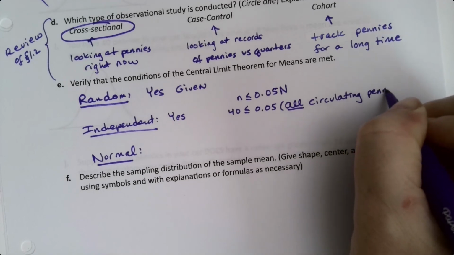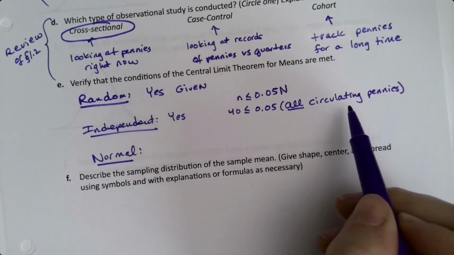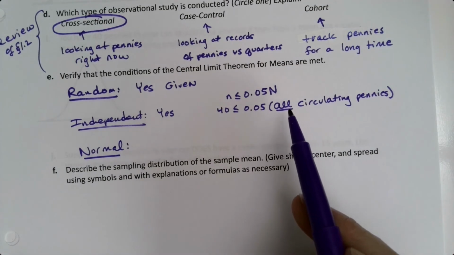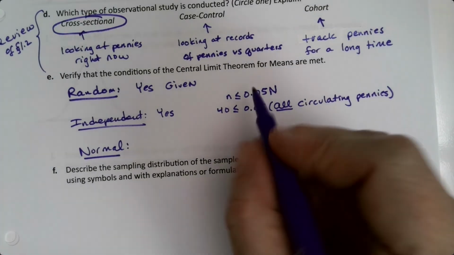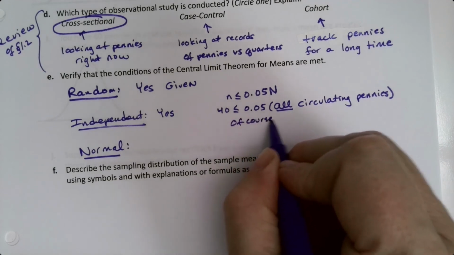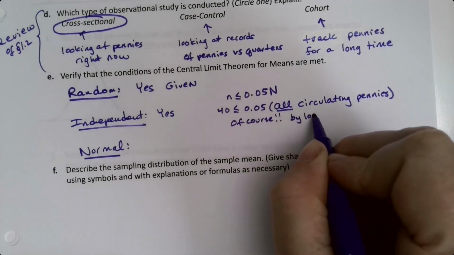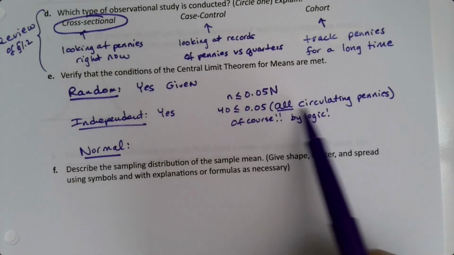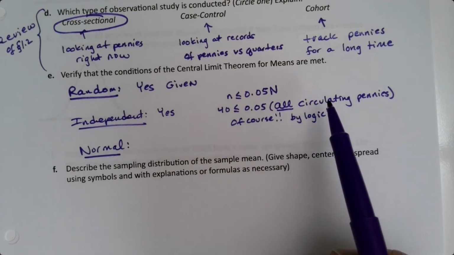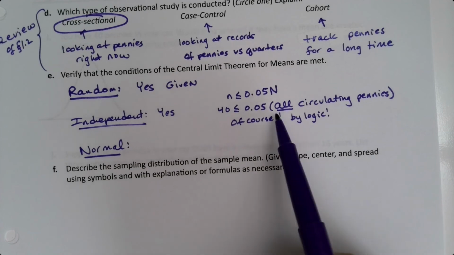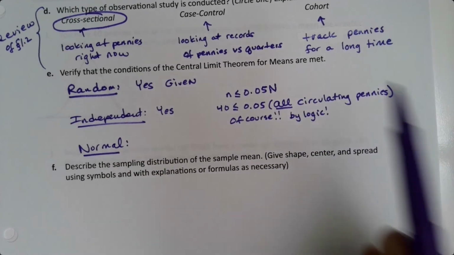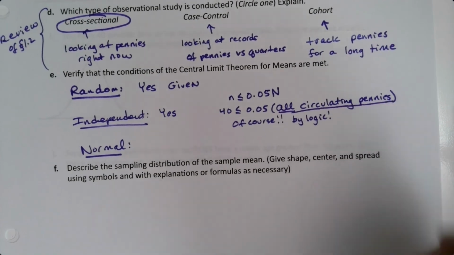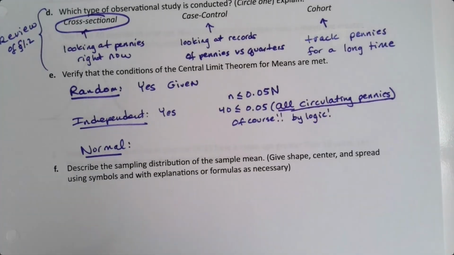We will do this a lot. A lot of the times we don't know the population size, but we know it must be huge. I mean, there's got to be tons of circulating pennies. By logic, it must be. So we're kind of waving our hands at it a little bit like a magician. We don't know what capital N is, but we know it must be a really big number because it's all the circulating pennies there are in the US, which is a huge amount. Therefore, 40 is considerably less than 0.05 of all of those pennies. But you have to write this. You can't just say capital N.